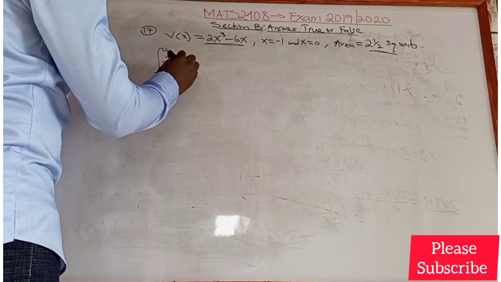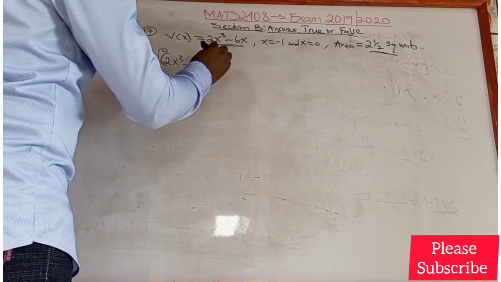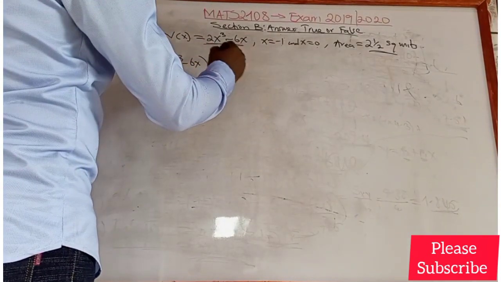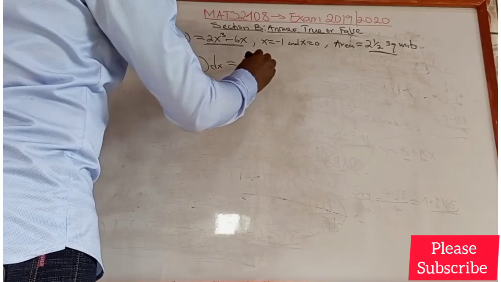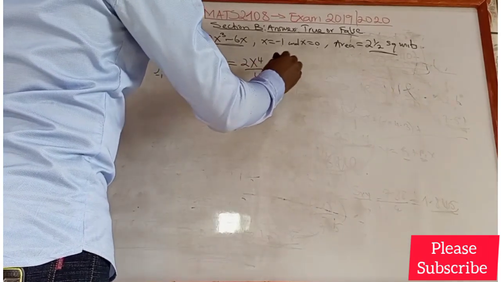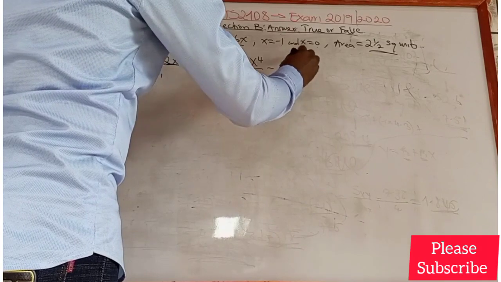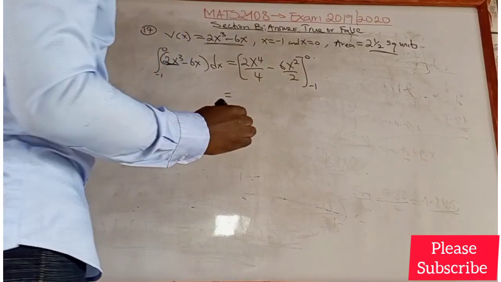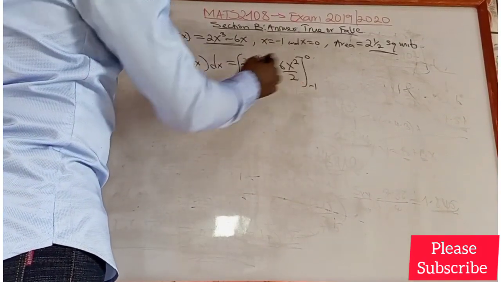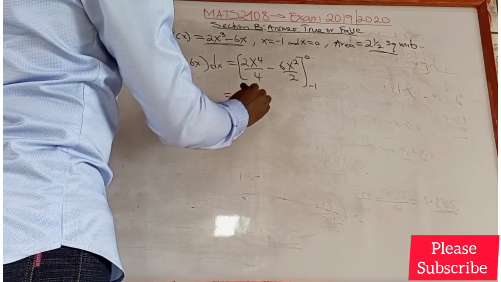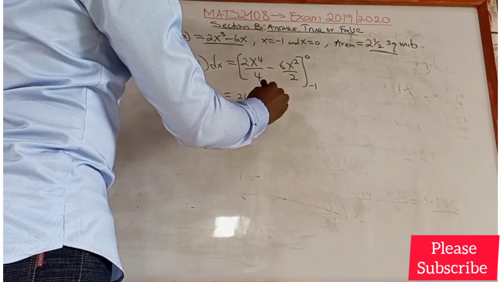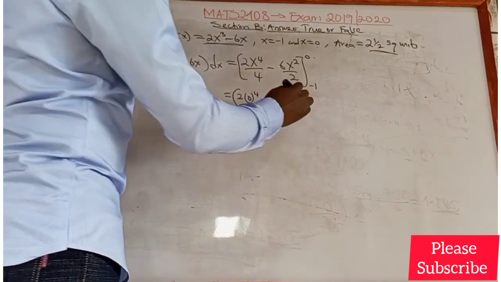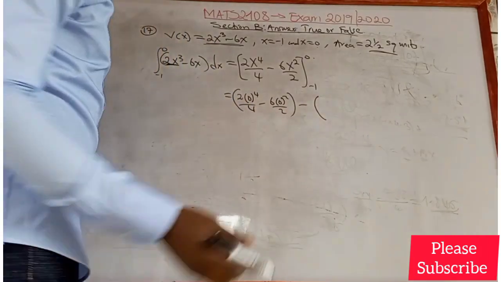So we have 2x cubed minus 6x, all of this with respect to x. Integrating this gives us 2x to the power 4 divided by 4 minus 6x to the power 2 divided by 2, all of this from -1 to 0. Simplifying, if we substitute, we have 2 into 0 to the power 4 divided by 4 minus 6 into 0 squared on 2. This is substituting the upper limit, and then minus, we substitute the lower limit as well.